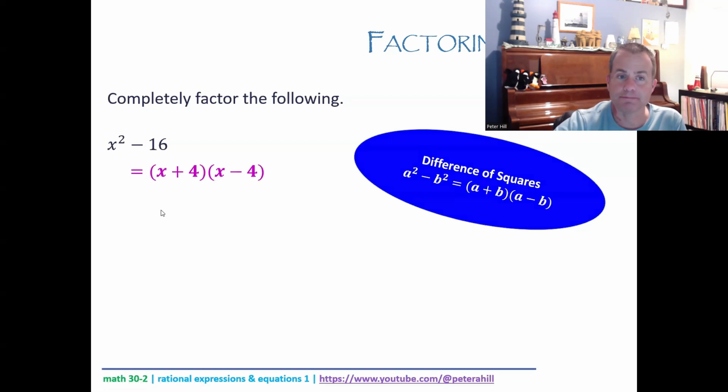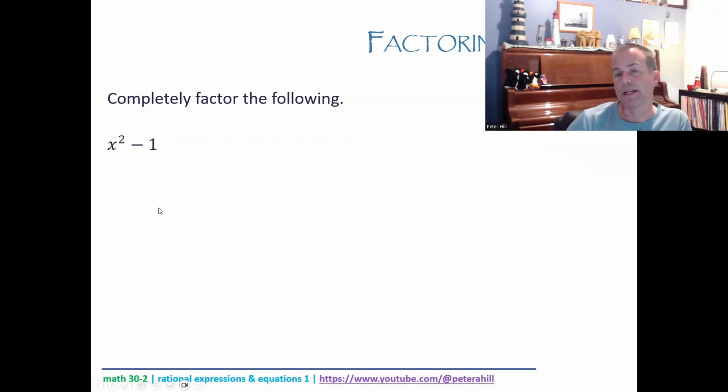Awesome. Let's try it again. X squared minus 1. You've got to remember here, 1 is actually a perfect square, right? So the square root of x squared is x, and the square root of 1 is 1. So I end up with x plus 1 and x minus 1. Yay!